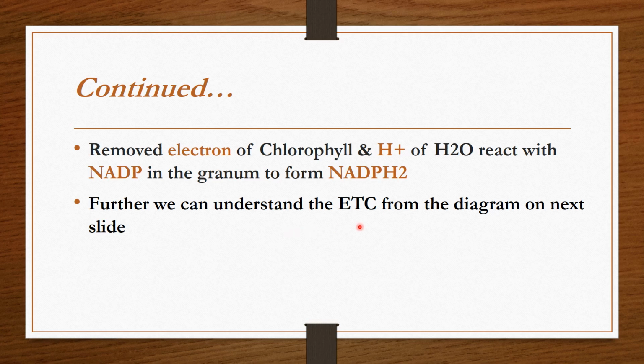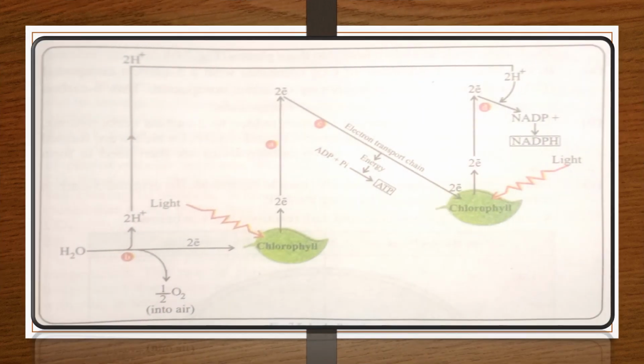Further, we can understand the ETC from the diagram on the next slide. Coming to the next slide. This is the electron transport chain. You can see it is in the form of a chain, from here, then this, then there. You can see these two electrons are coming, and through this electron chain energy is released, and they go here. In the end, they make NADPH2. So you can say ATP is also made.